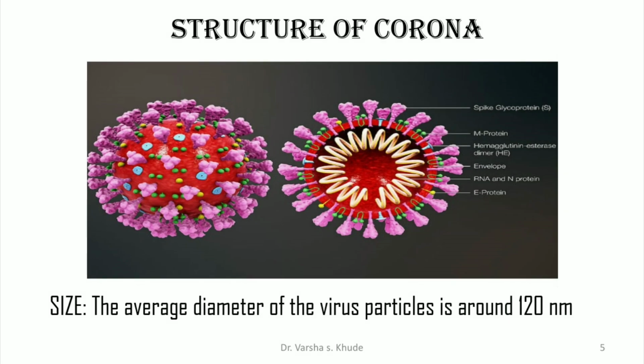Structure of coronaviruses. Coronaviruses are large pleomorphic spherical particles with bulbous surface projections. The average diameter of the virus particle is around 120 nanometers. The diameter of the envelope is 80 nanometers and the spikes are 20 nanometers long. The envelope of the virus in electron microscopes appears as a distinct pair of electron-dense shells.